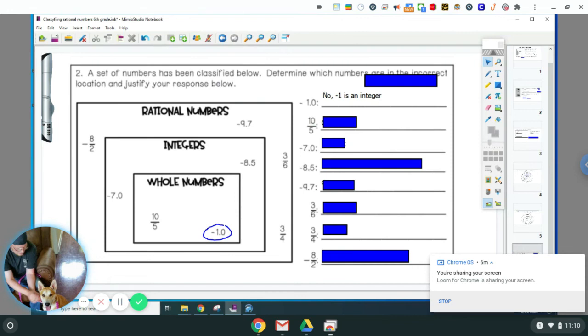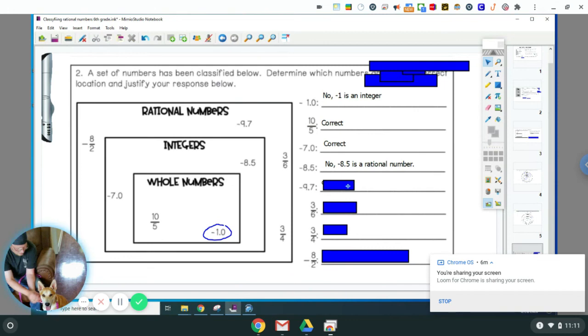Negative 1.0 can also be just negative 1. 10 over 5 is correct because 10 over 5 is the same thing as 10 divided by 5, which is 2, which is a whole number. Negative 7 is correct because that's negative 7.0, which is the same thing as negative 7, and that is an integer. Negative 8.5 is incorrect because it's a decimal. It's a rational number. It cannot be an integer.